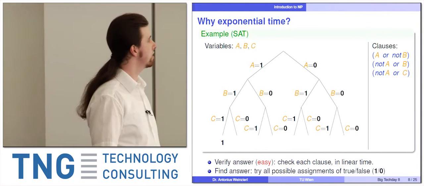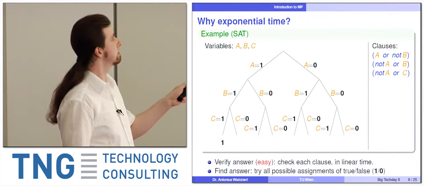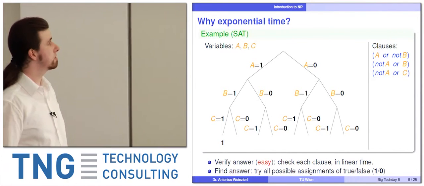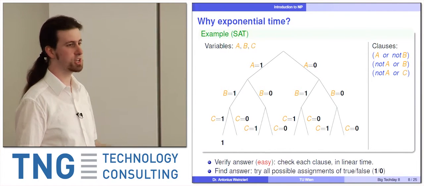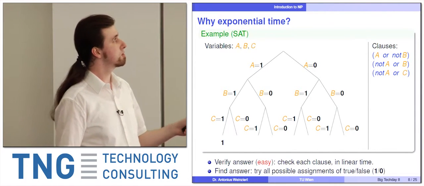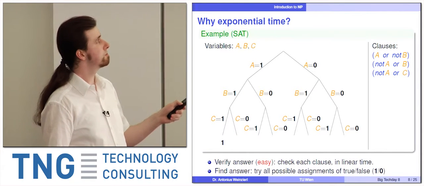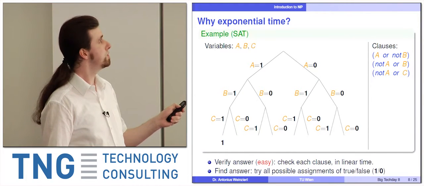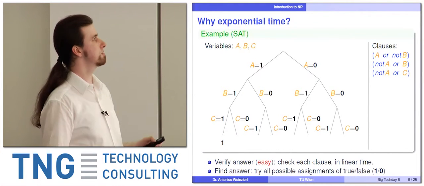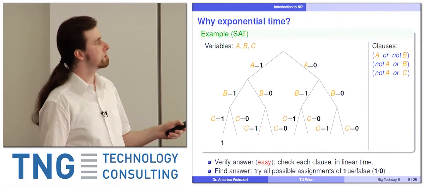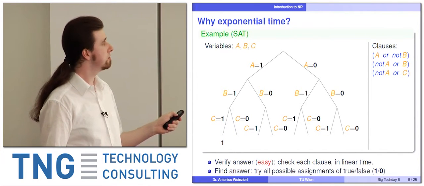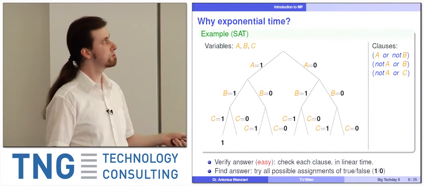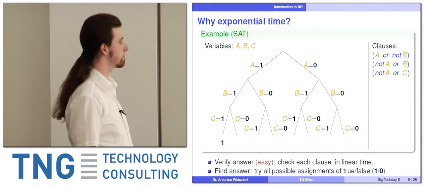We can then verify an answer. For example, if you set a to true, b to true, and c to true, how do we verify this? We simply walk over all the clauses and check if they are satisfied. For the first clause, a or not b, a is true, so the clause is satisfied. Second clause, not a or b, b is true, so the second clause is satisfied. Third clause, not a or c, c is true, so the third clause is also satisfied. So it is easy to check that this is a satisfying assignment.